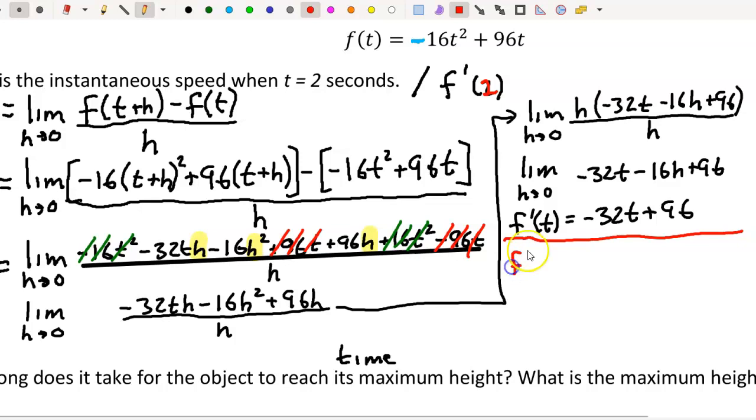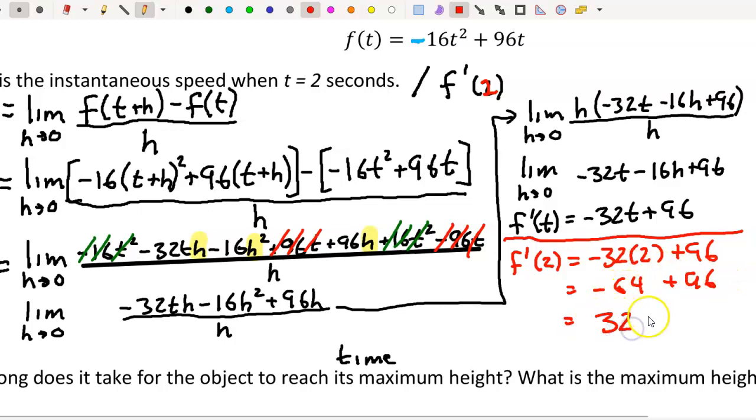So f prime of 2 is negative 32 times 2 plus 96. Negative 32 times 2 is negative 64. And 96 minus 64 gives us 32. Okay. And our units are meters per second.